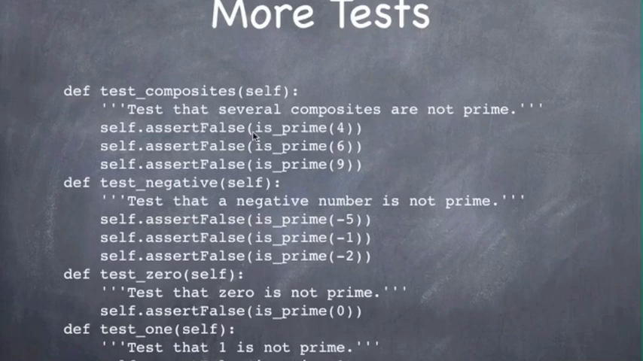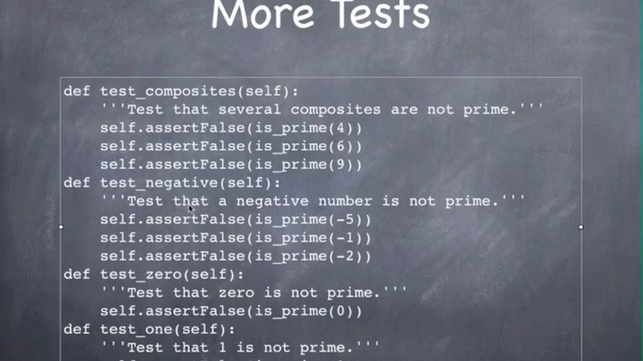Here's a few more tests I wrote. We test some composite numbers to make sure that they're not prime. So we assert that isPrime, when it is handed 4, 6, and 9, will return false. And we know that that's the case because 4, 6, and 9 are all composite numbers. Then we test negative numbers. We want to make sure that isPrime returns false anytime you pass it any negative number. We also test for 0, so isPrime returns false for 0. And we also test that isPrime returns false for 1.